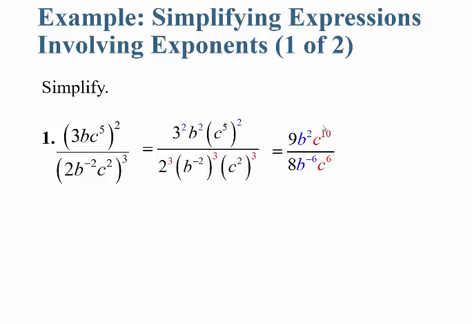Now you just need to clean these up. Be careful with this negative exponent down here. I'm dividing, so I subtract. The 9 and 8 stay. So this is b to the 2 minus negative 6. Double negatives are actually going to be positive here. And c to the 10 minus 6. Well, this simplifies to 9b to the 8th power, c to the 4th, all divided by 8. So notice how I got rid of the exponent on the outside first, and then I simplified using our rules.